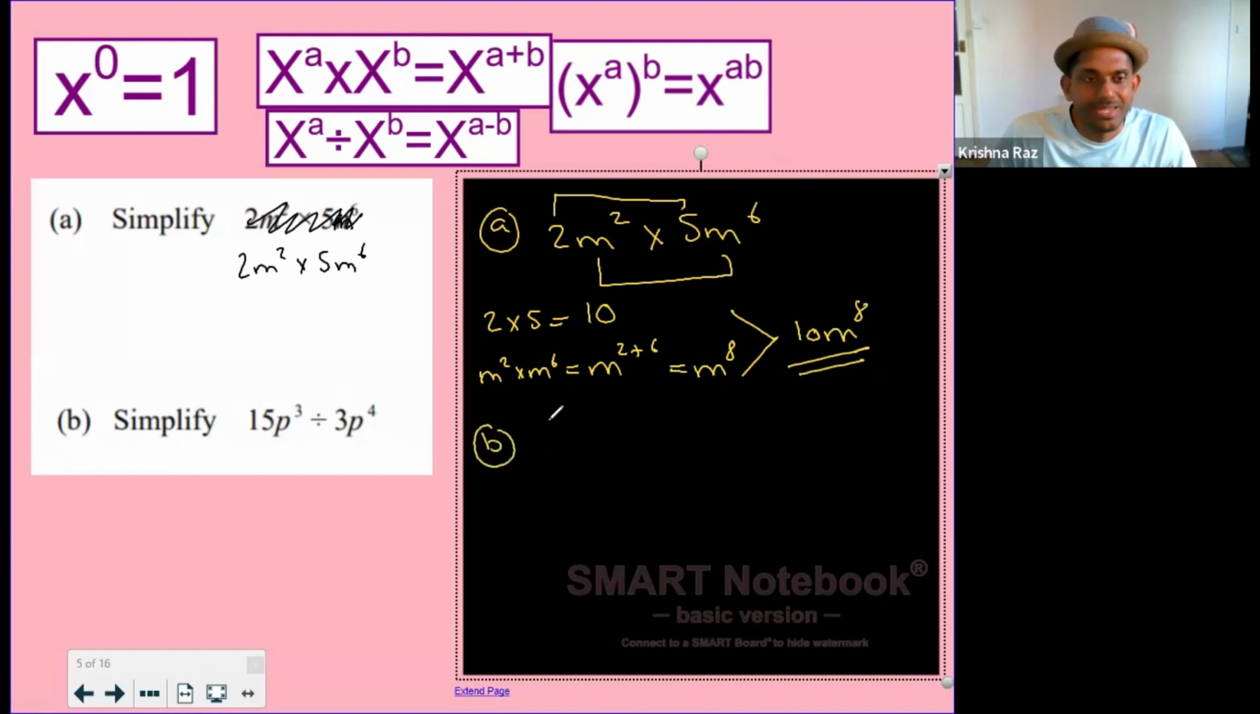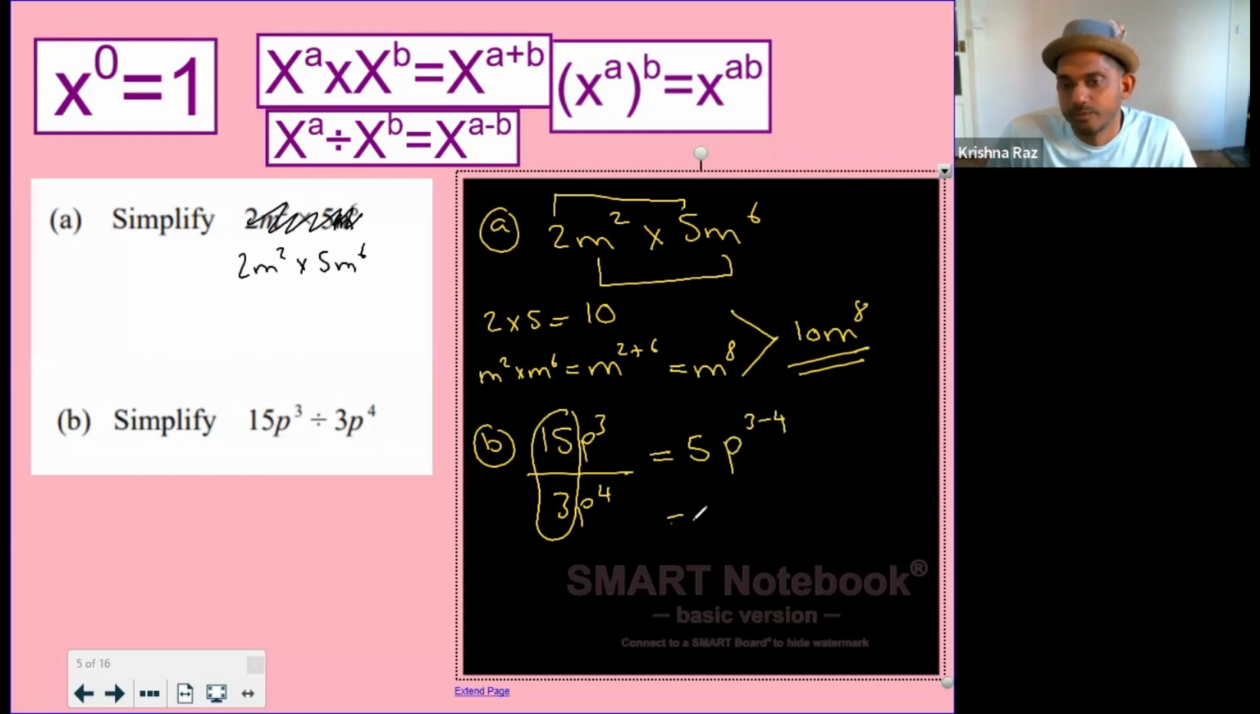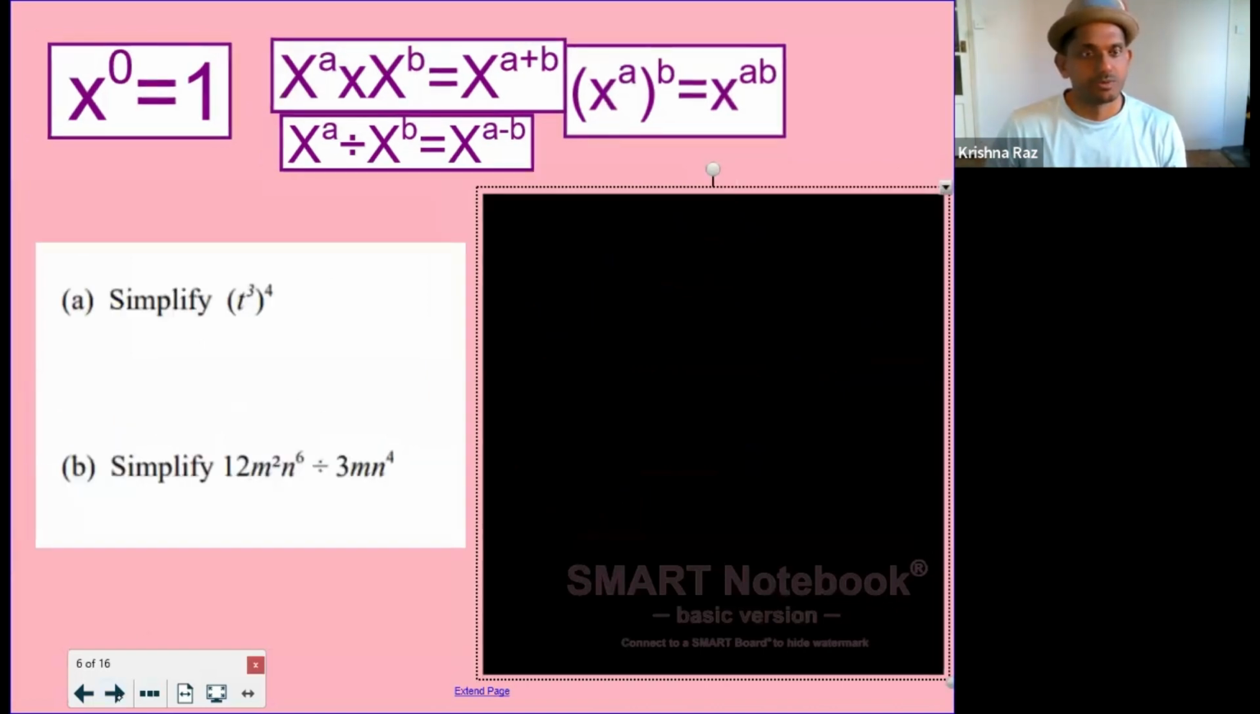For part B, it is a similar logic. So this time we have 15 divided by 3, which is 5. And we have p to the power of 3 take away 4, which will be -1. Yeah, so in instances like that, we just treat each bit separately. Next, what do I have? We got some of rule 4. Part A, we do t cubed to the power of 4, which is t to the power of 12.